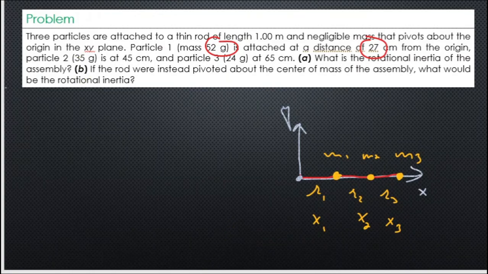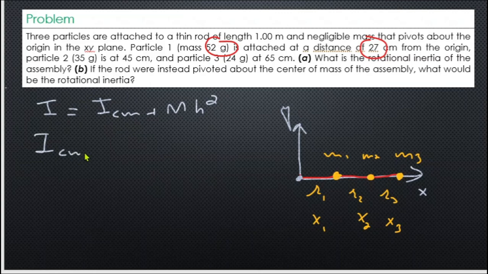According to the parallel axis theorem, we know that the rotational inertia about any arbitrary axis is equal to the rotational inertia through the center of mass plus mass times h square. Now in the second part, we have to find out the value of this ICM. So the ICM would be equal to I minus mh square. We have found out the value of this rotational inertia about that arbitrary axis to be I.